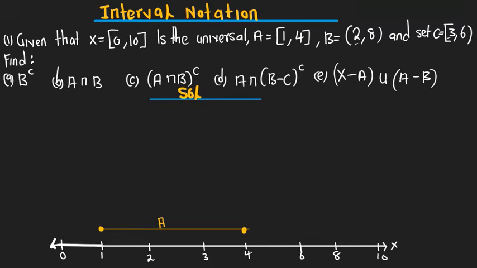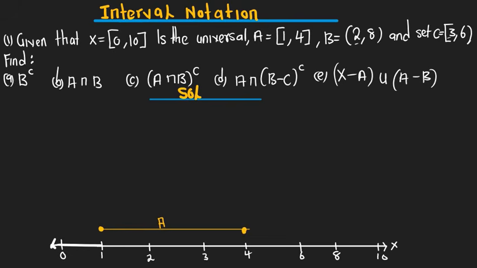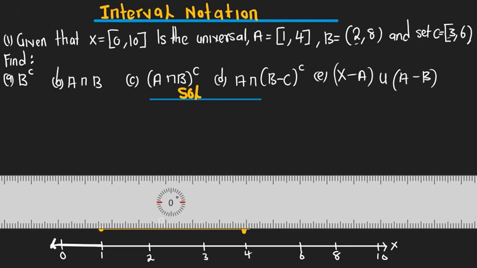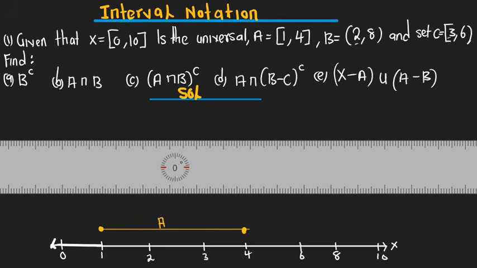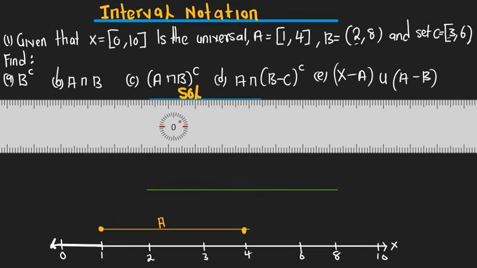Let's go to B. I'll use a different color. B is starting from some point 3, which is here, so at 2 to 8. What type of circle are we putting there? Open circle. So we're going to open the circle here. We also open the circle here.